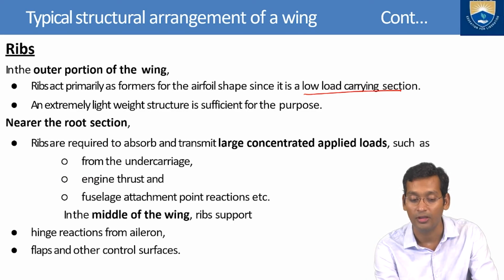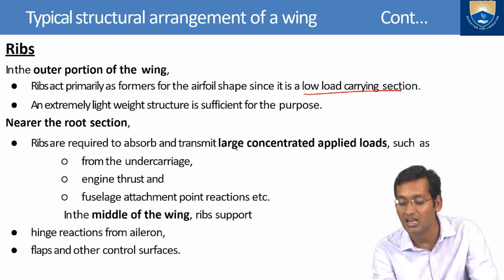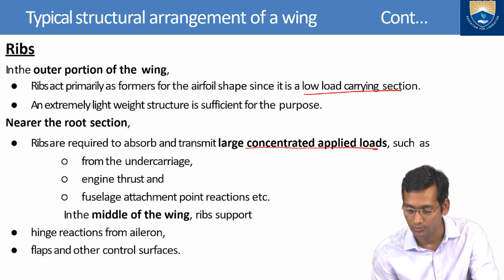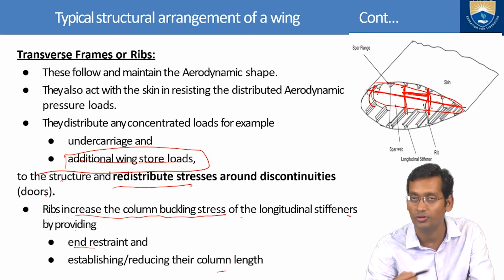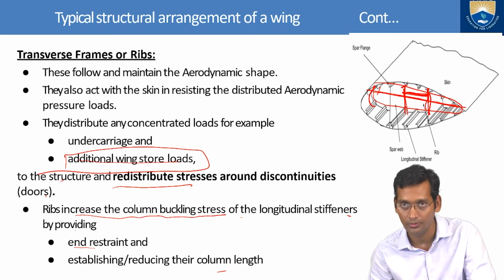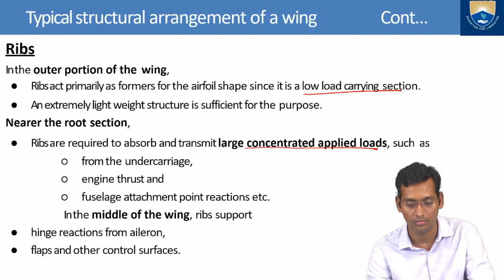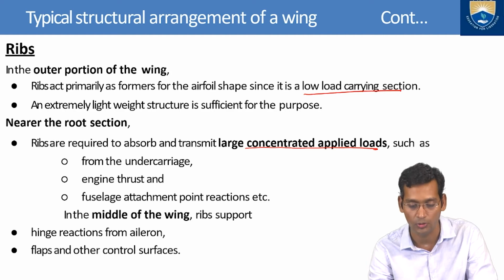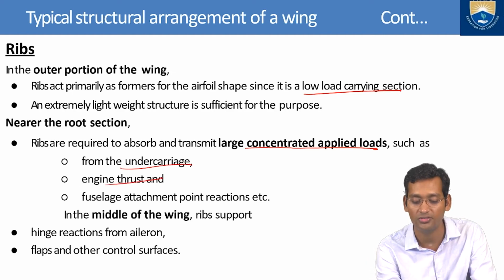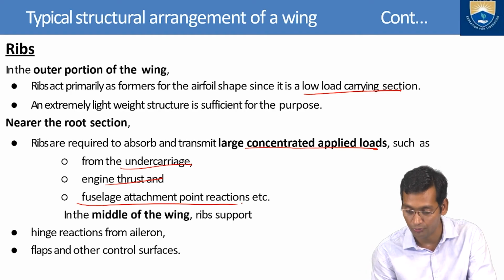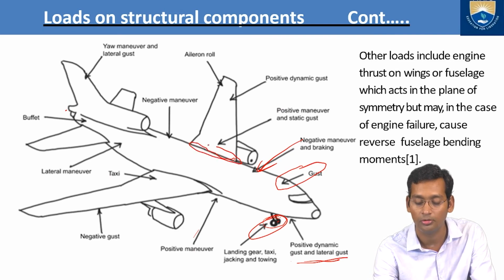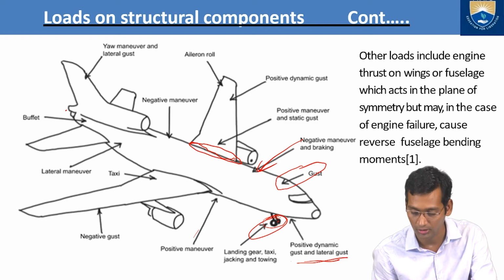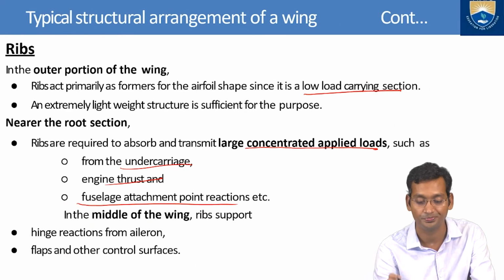Now nearer the root section, ribs are required to absorb and transmit large concentrated applied load. Just see here. Whatever force acts on the skin, they will transfer over this one. So they experience large concentrated loads, such as from undercarriage, engine thrust, and fuselage attachment points. Wherever the fuselage is attached, like here at this point, this also should be of aerodynamic shape. Here they experience more force.